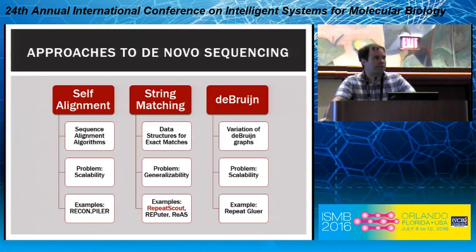There's a consensus in the literature that RepeatScout is the prime tool. If you're only going to use one tool, you're probably better off using multiple tools, but if you're only going to use one, RepeatScout is the tool to go with. And so this is our basis for comparison in our tool.